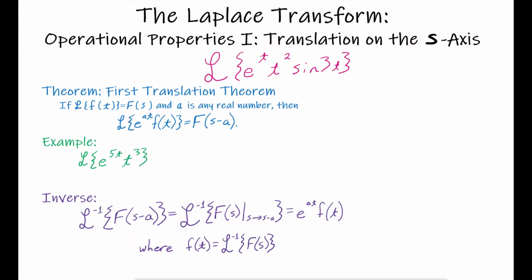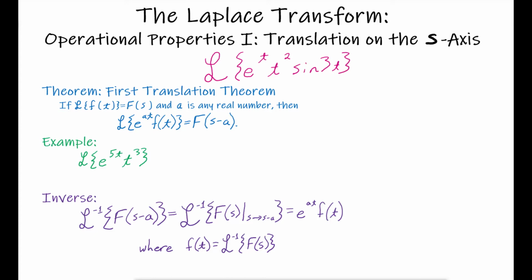So the first property is called translation on the s-axis. And just to help motivate you along the way, what if we wanted to take the Laplace transform of e to the t squared sine 3t? That was our function. So if this ever starts feeling too complicated, then just look at that transform that we would want to do and imagine the integration by parts you would have to go through. So putting that horror aside, let's go to our first theorem.